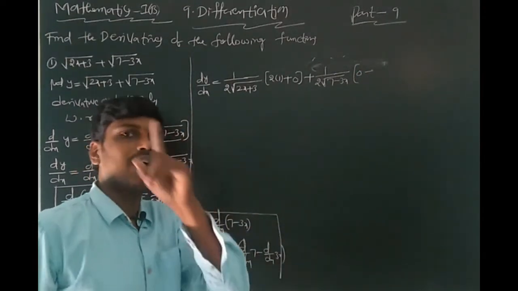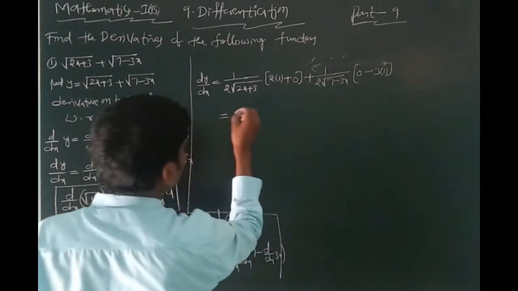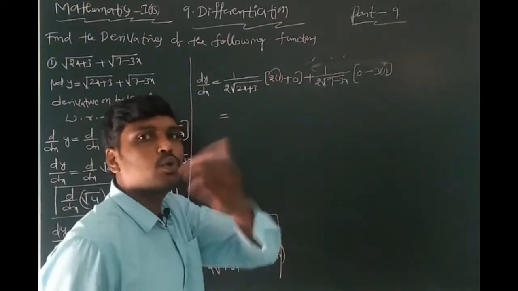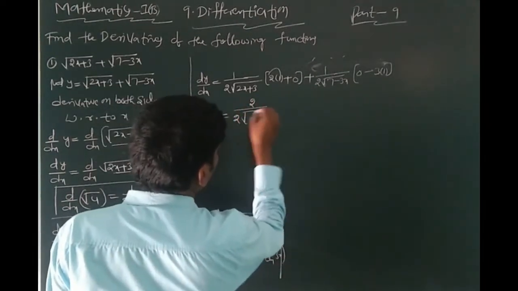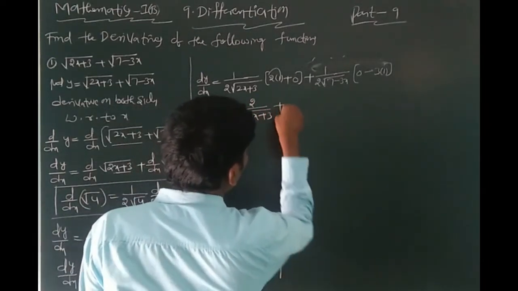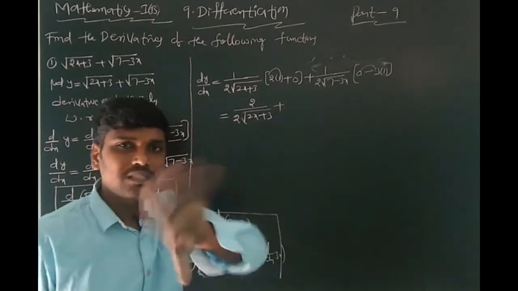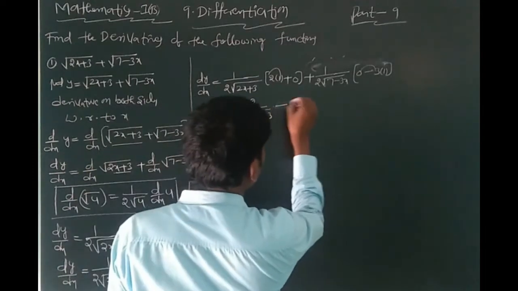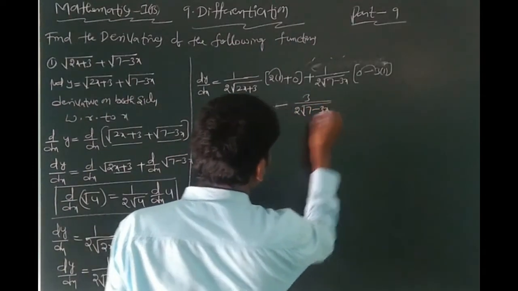3 is common. What is the derivative of x? 1. 3 into 1. You can write 2 into 1, 2. 2 plus 0 you get 2. 2 by 2 into square root of 2x plus 3, plus 0 minus 3 into 1, minus 3. 0 minus 3 you get minus 3. This value is minus 3 by 2 into square root of 7 minus 3x.